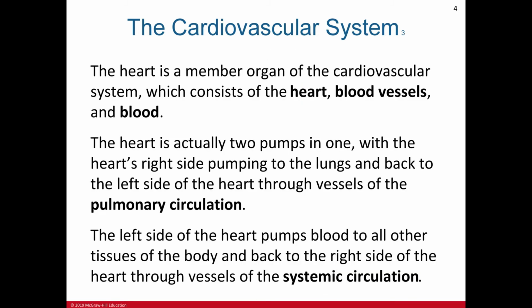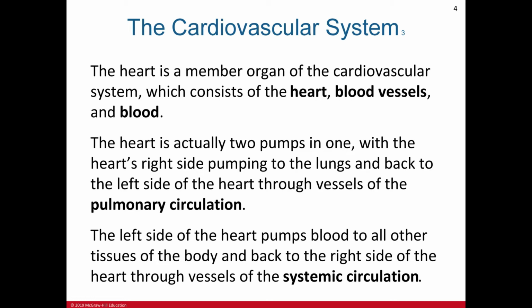So the heart is actually two pumps in one. So what are those pumps? The pulmonary circulation and the systemic circulation. When we say pulmonary circulation, there are two organs involved, which are the lungs and the heart. The heart's right side pumps blood to the lungs and back to the left side of the heart through the vessels of the pulmonary circulation.